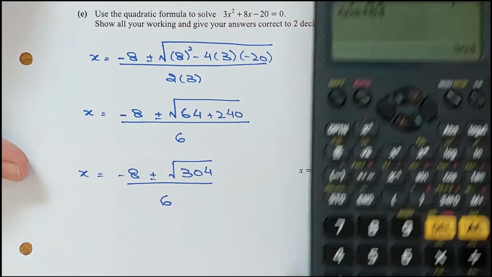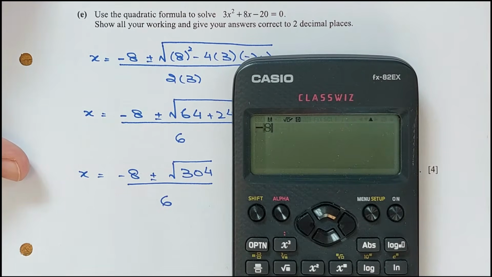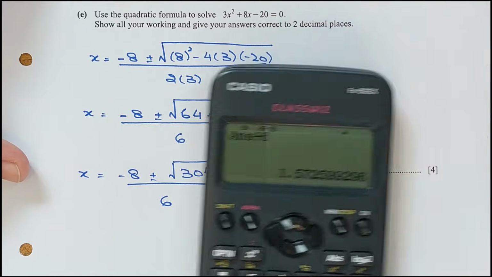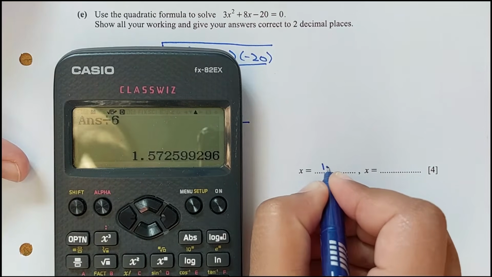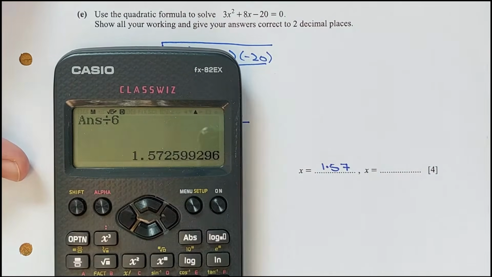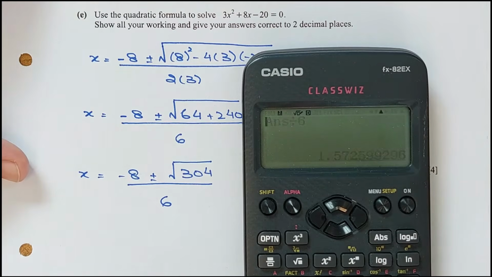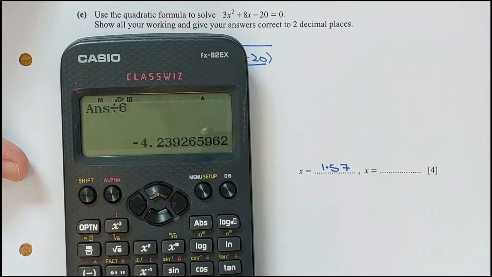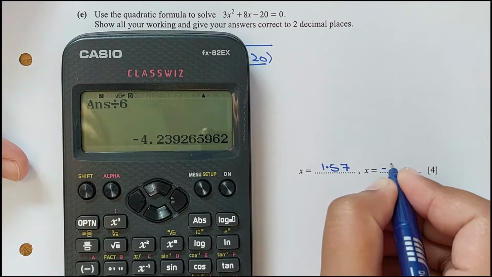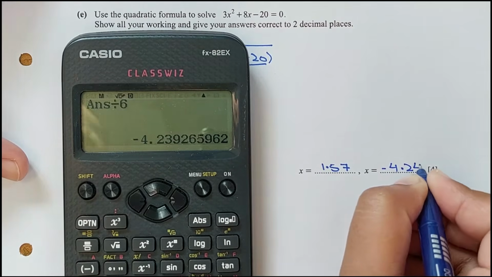Alright, now let me calculate the values. Minus 8 plus the square root of 304, divided by 6, the first is, to 2 decimal places, 1.57, right? And the other is minus 8 minus the square root of 304, divided by 6, which is minus 4.24. All right.